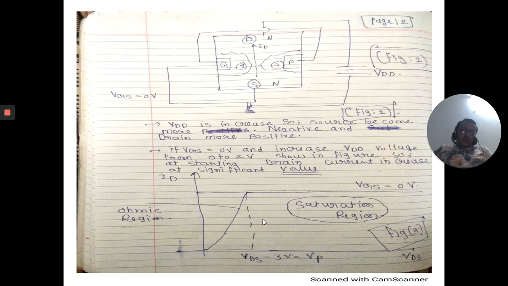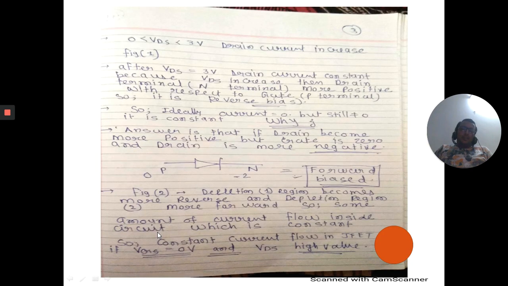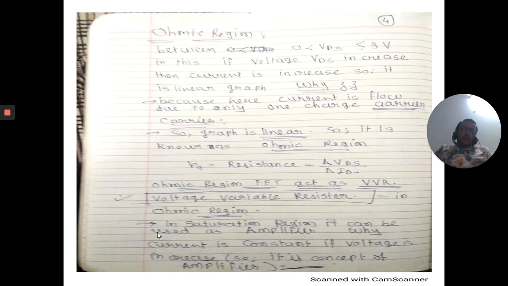Here it is known as the ohmic region. Ohmic region means what? If VDS equals 0 volt and starting from that value of VDS, current can increase linearly. So it can act as a voltage variable resistance, delta VDS upon delta ID. So it is known as VVR, voltage variable resistance.